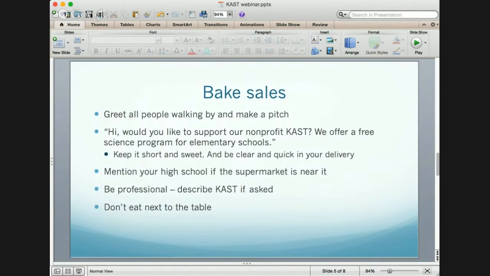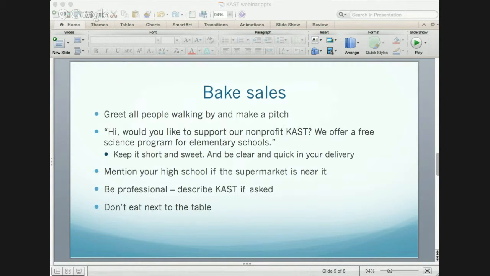Grace? Okay. So at the bake sale, a way to really boost your sales or boost the amount of money you get is when people are walking by your table to enter Giant, you just make a pitch, like say, hi, how are you? And say, would you like to support our nonprofit KAST? And give a short sentence of description. Be very short because they're probably going to try to walk by fast. But this way, if you reach out to them directly, they're more likely to give money and to be more interested. Also mention your high school if the supermarket is near it.